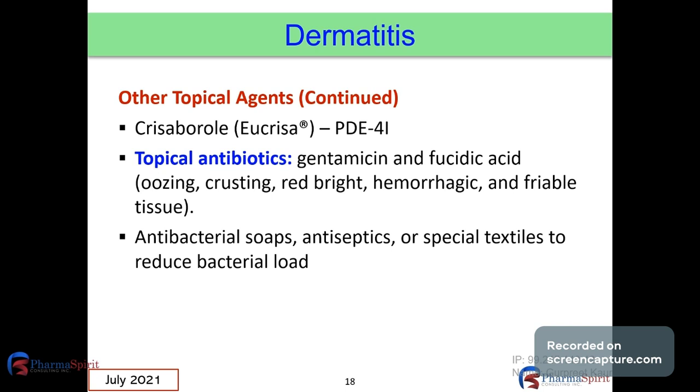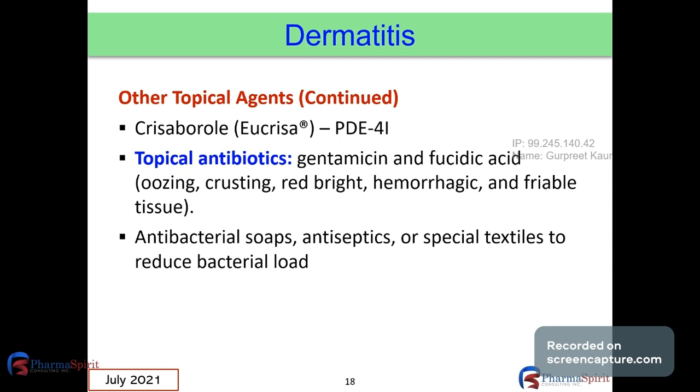Other topical agents include topical antibiotics. So gentamicin and fusidin are used for secondary bacterial infection when there is infection, not for the prevention. So they're used for the treatment of secondary bacterial infection, which is common in patients with dermatitis because of the itch. They are commonly used either alone or in combination with hydrocortisone. So, for example, we have the fusidin HC, which is fusidic acid plus hydrocortisone.